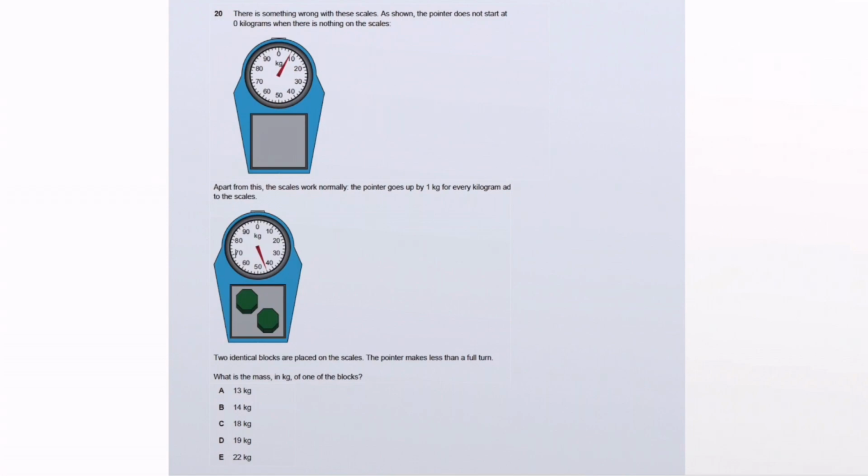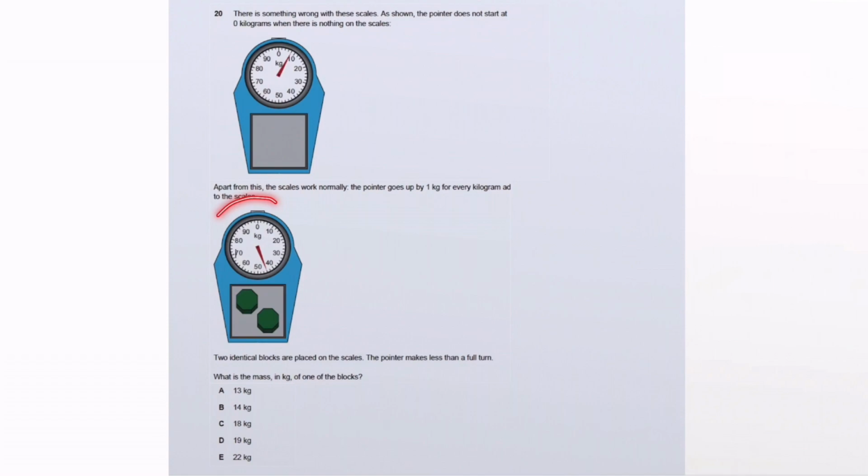So 2 identical blocks are placed on the scales, which are seen here. The pointer makes less than a full turn. What is the mass in kilograms of one of those blocks? So firstly, these types of questions are quite common in maths, where we have an original scale with maybe an error in the numbers, and then some item placed on it, and we have to try and find out the value of one of those items. So this question is a familiar type that students should be accustomed to.